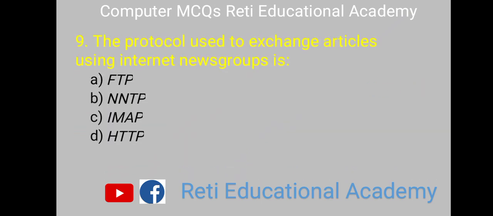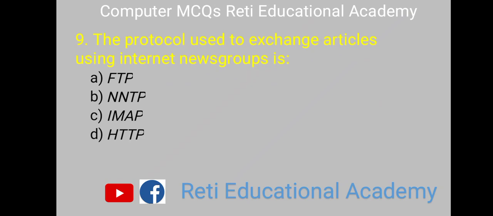MCQs number 9. The protocol used to exchange articles using internet news groups is A, FTP. B, NNTP. C, IMAP. D, HTTP. And the right answer is B, NNTP.